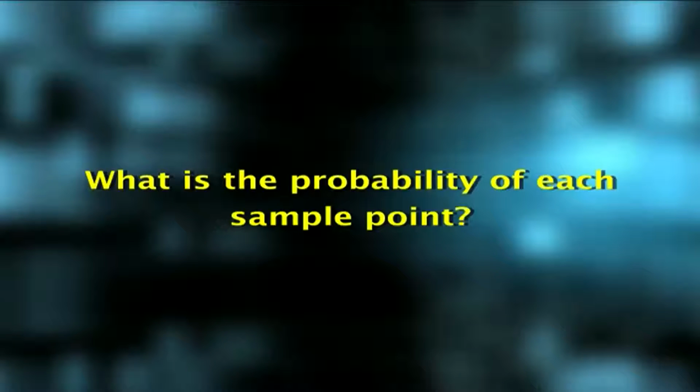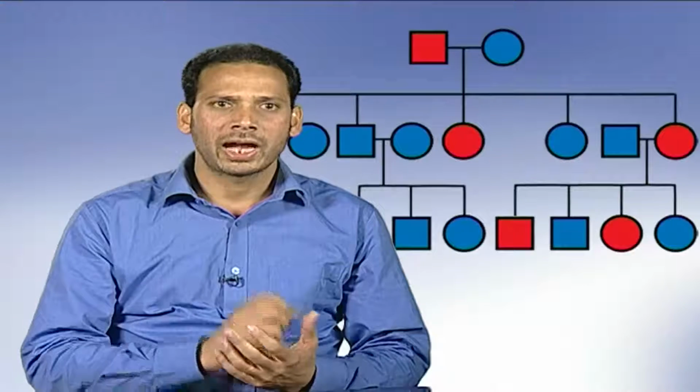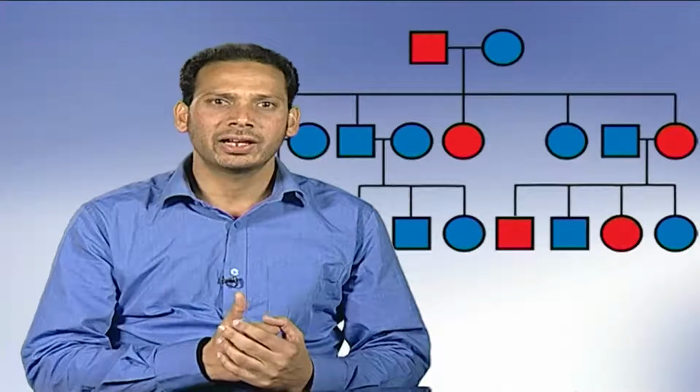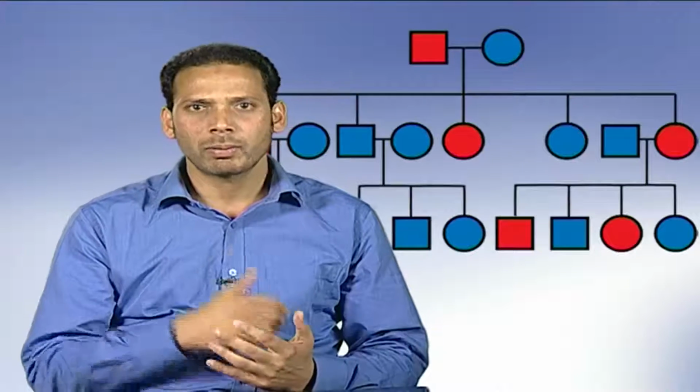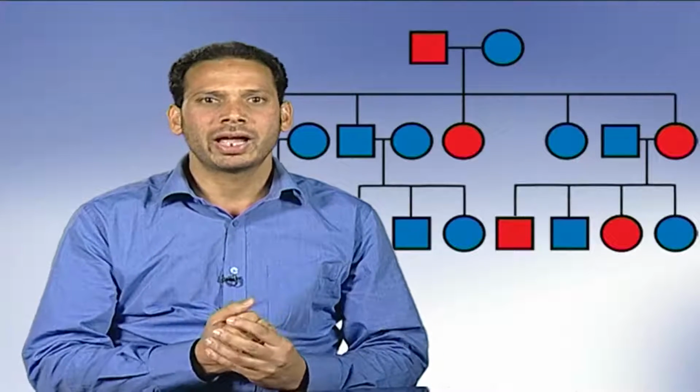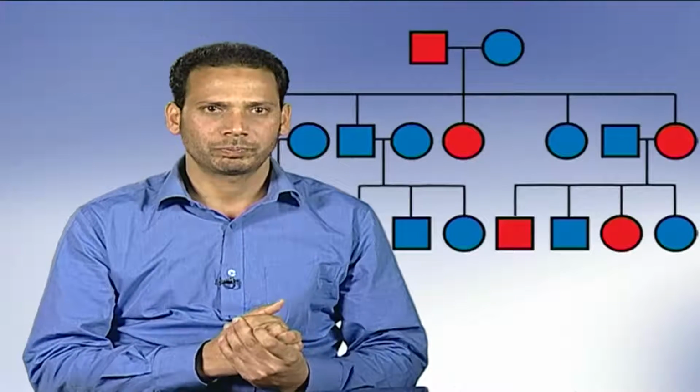What is the probability of each sample point? The sum of probabilities of all the sample points must be equal to 1. And the probability of getting a head is equal to the probability of getting a tail. Therefore, the probability of each sample point, head or tail, must be equal to half.